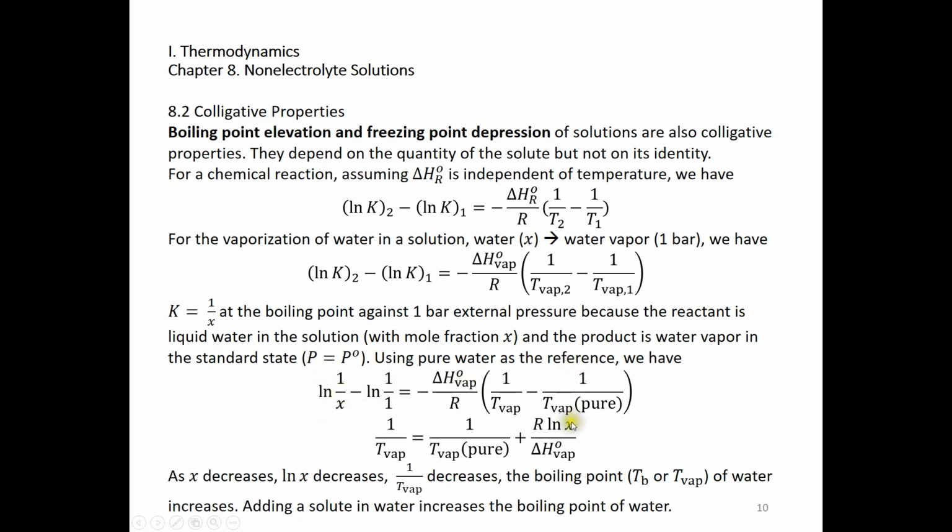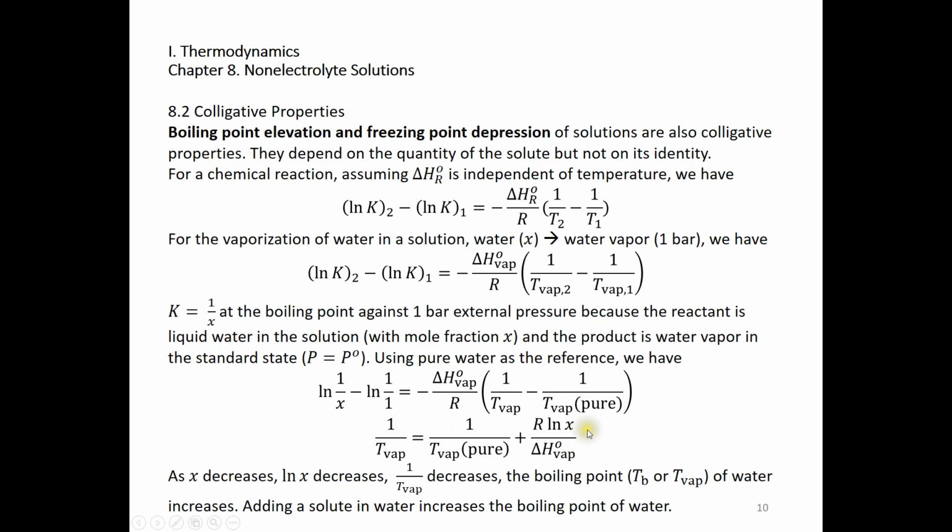So from here to here, it's actually simple algebra. On the left hand side, you have negative Ln(x) multiplied by negative R and then divided by delta H of vaporization. You have this term. And this term is 1 over the boiling point minus 1 over the boiling point of pure water. This is the boiling point of water in an aqueous solution. And this is pure water. So we have this equation.